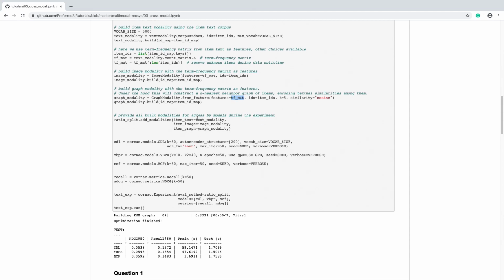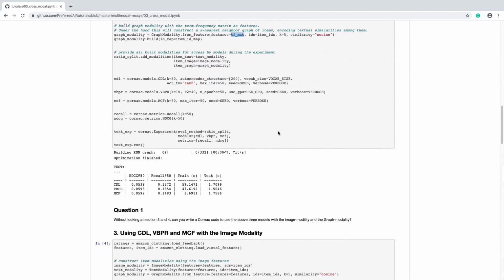And once you have built these three modalities, you just need to add them into your ratio split. Now, the reason why you should always specify those modalities in the evaluation method is to let Cornac handle the training, testing, splitting, and make sure it has the right correspondence between the side information that should be in the training and the one that should be in the testing. If you don't do that, you may struggle a lot doing it manually. So luckily, you don't have to worry about this at all.